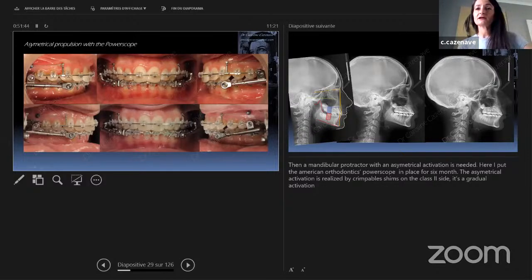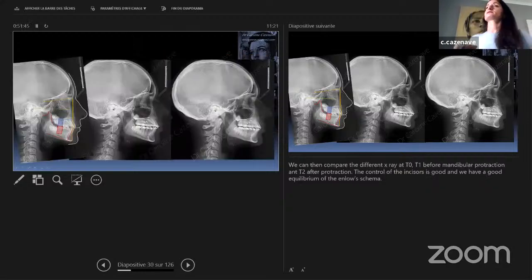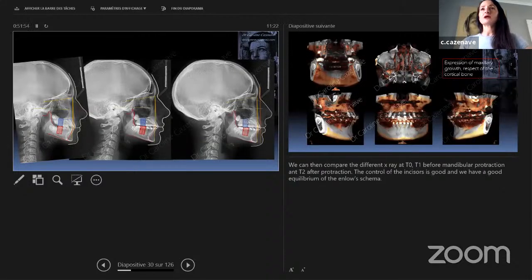You can see here, yeah. We can then compare the different X-rays at T0, T1 before mandibular protraction and T2 after protraction. The control of the incisors is good, and we have also a good equilibrium of the in-law schema.